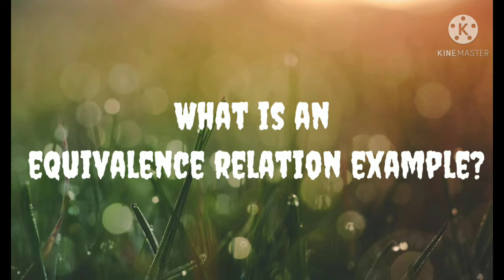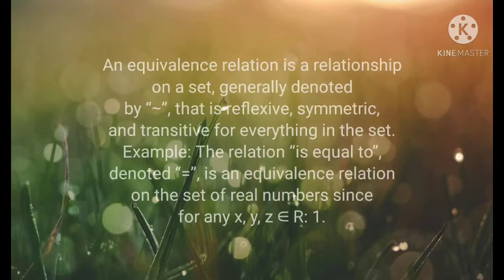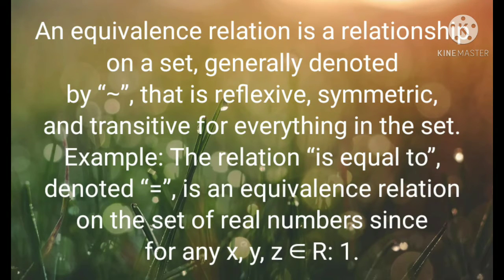What is an equivalence relation example? An equivalence relation is a relationship on a set, generally denoted by a similar-to symbol, that is reflexive, symmetric, and transitive for everything in the set. Example: the relation "is equal to", denoted by equals, is an equivalence relation on the set of real numbers.